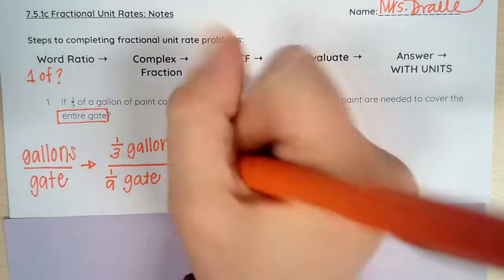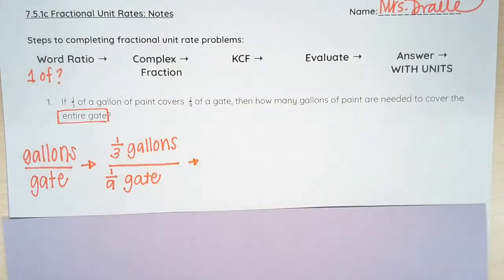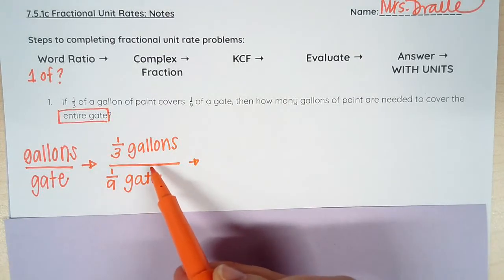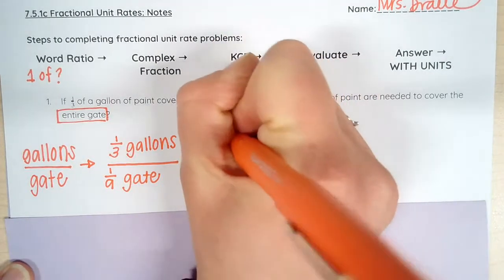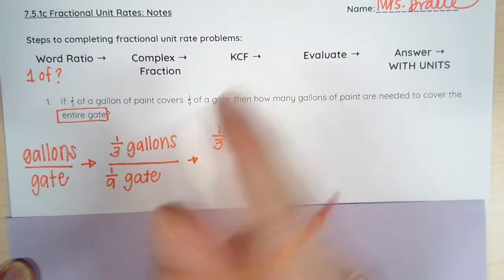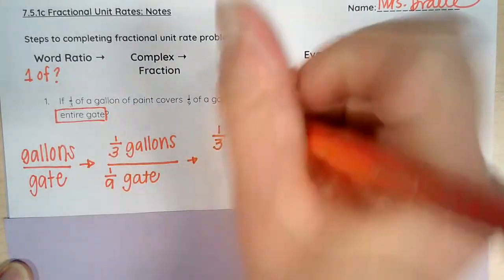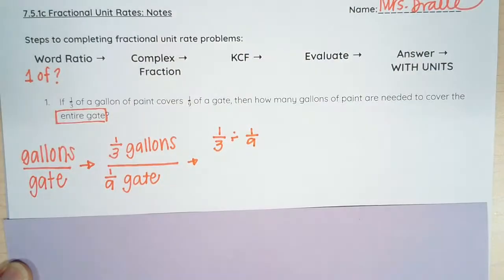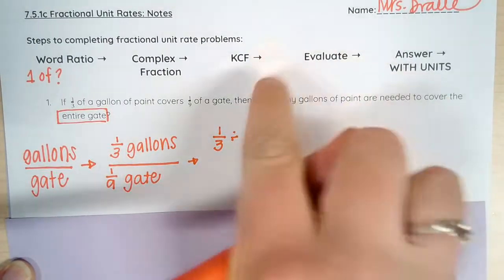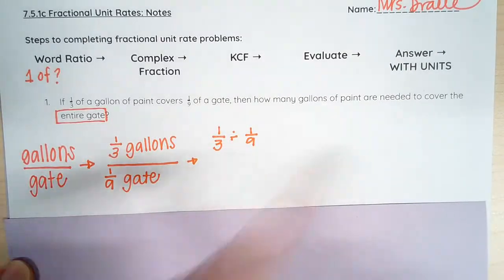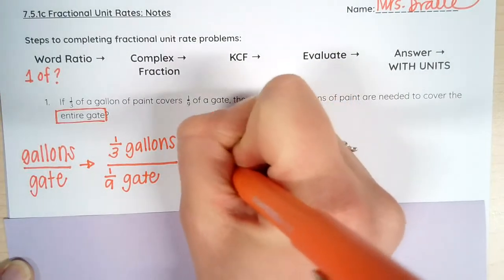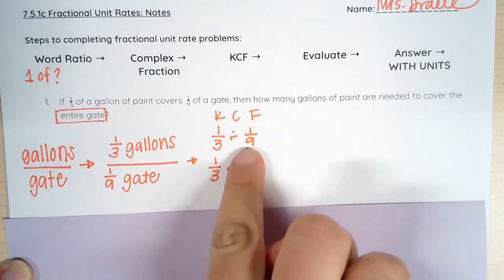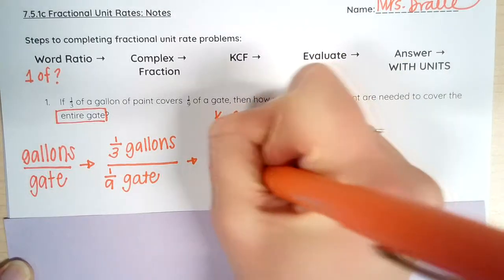Okay, so from here, we have to do KCF. So remember, this is a division bar, also a fraction bar, but it also symbolizes division. So we have 1/3 divided by 1/9. Okay. From here, we do KCF. So we set up our division problem. I use KCF to turn it to multiplication. 1/3 times, flip that second fraction, 9/1.